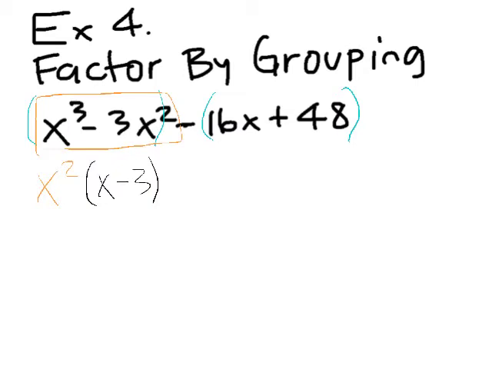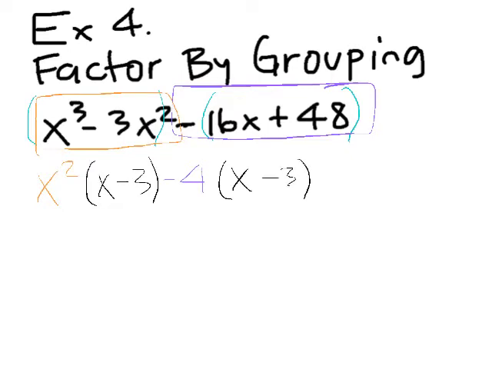And in the second group, I'm going to factor out a negative 4. And when I do that, that leaves me with x minus 3. And you'll notice now that I've got an x minus 3 here and an x minus 3 here, and I can factor that out. And when I factor that out, I'll be left with my x squared minus 4.